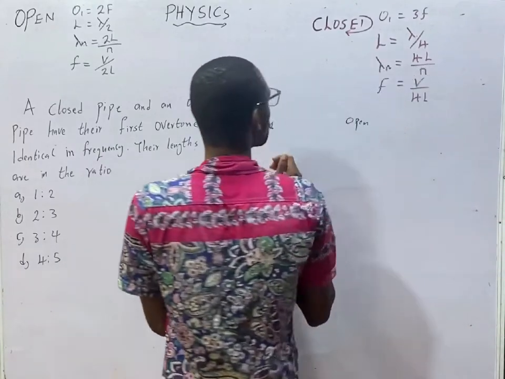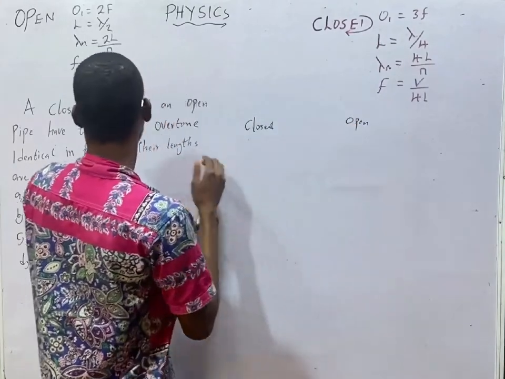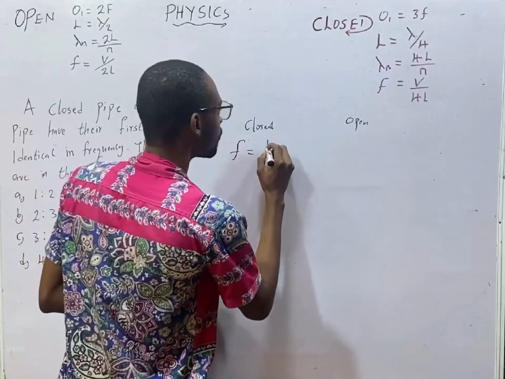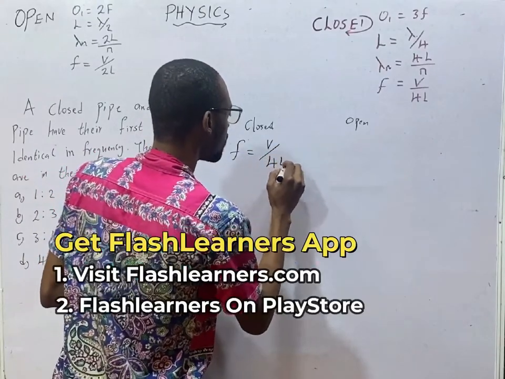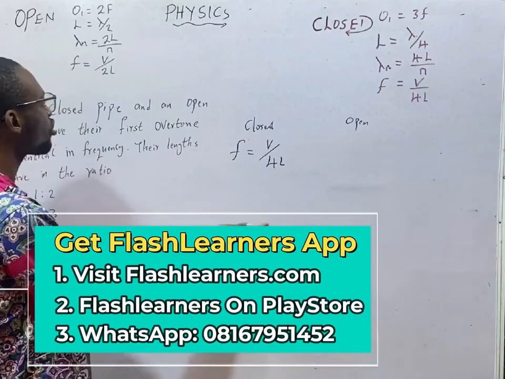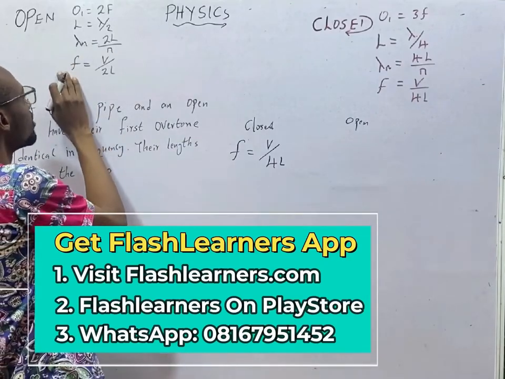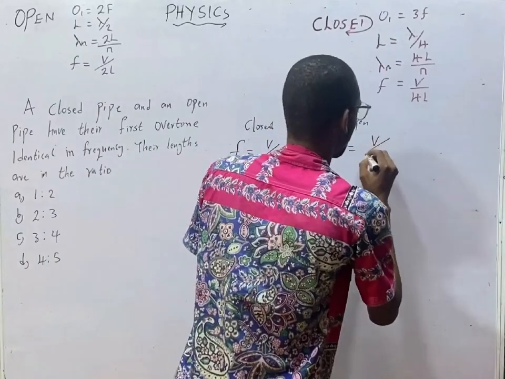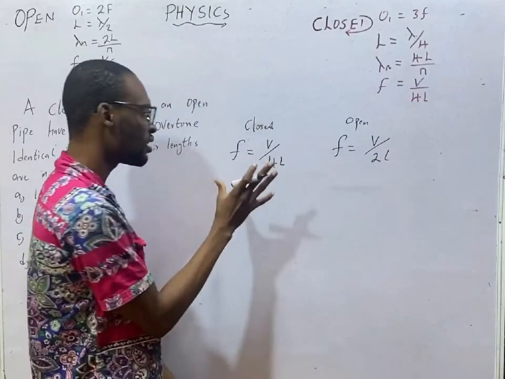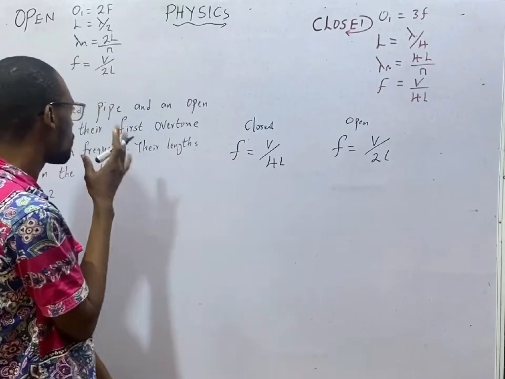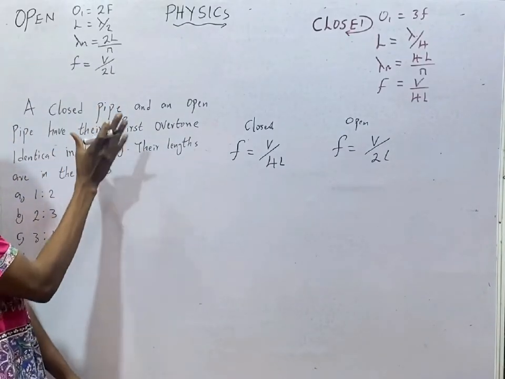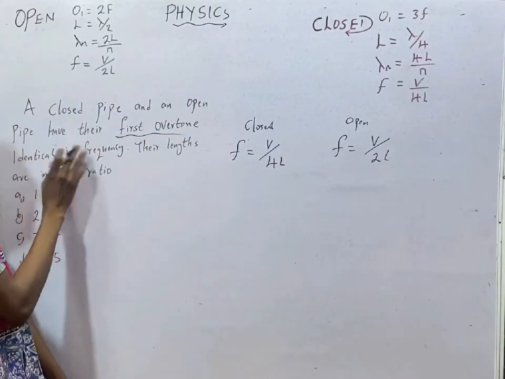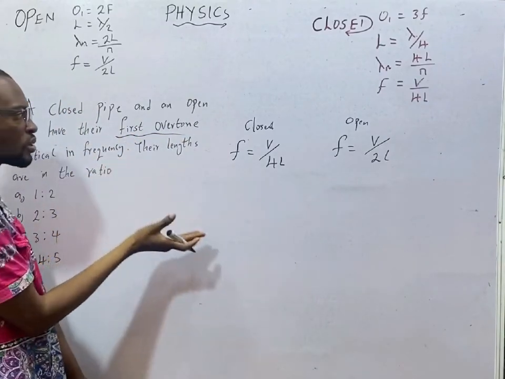For a closed pipe, the fundamental frequency is equal to V over 4L. For an open pipe, the fundamental frequency is equal to V over 2L. This is the fundamental frequency. But the question says a closed pipe and an open pipe have their first overtone identical in frequency. So you look at this.